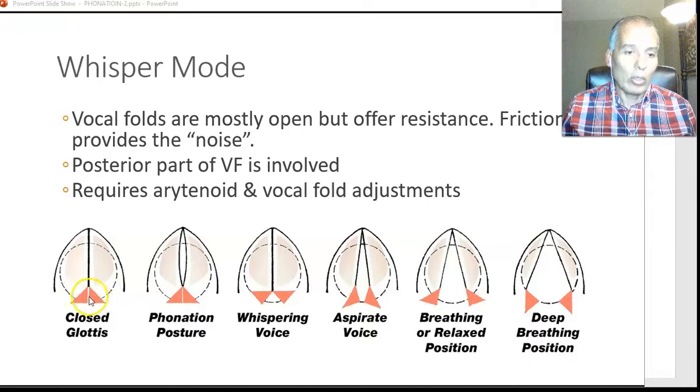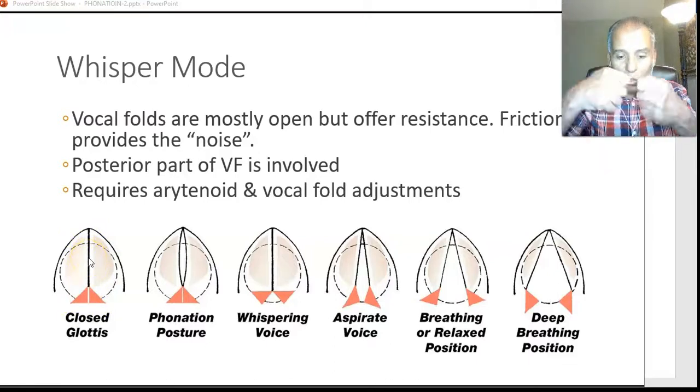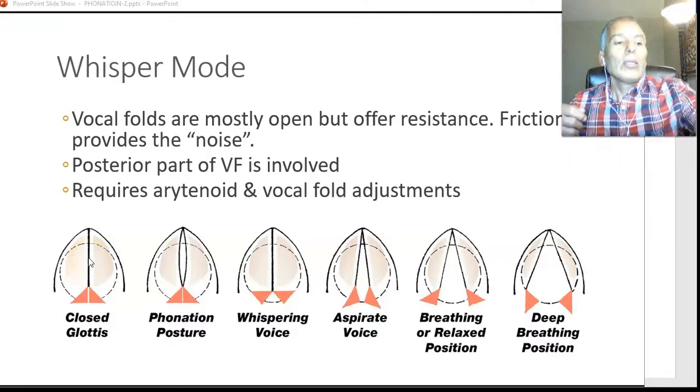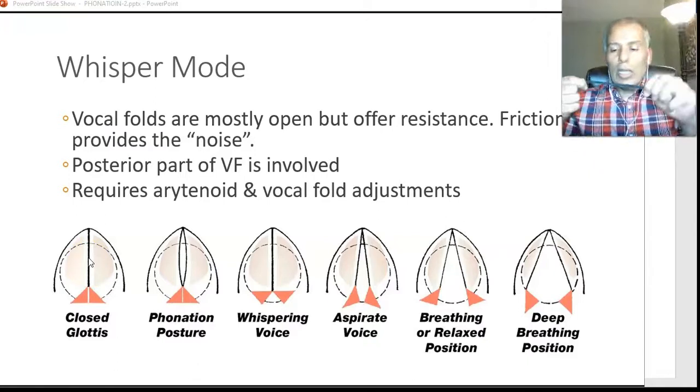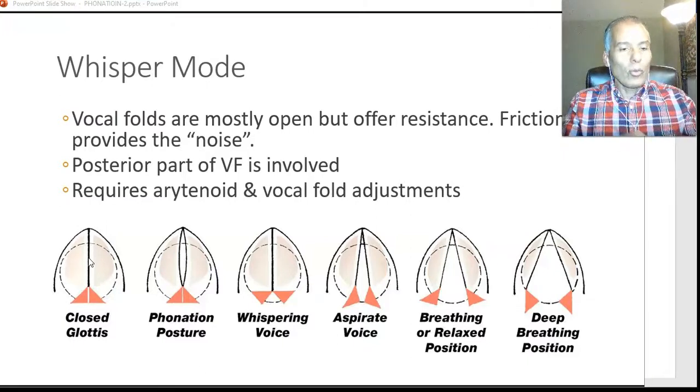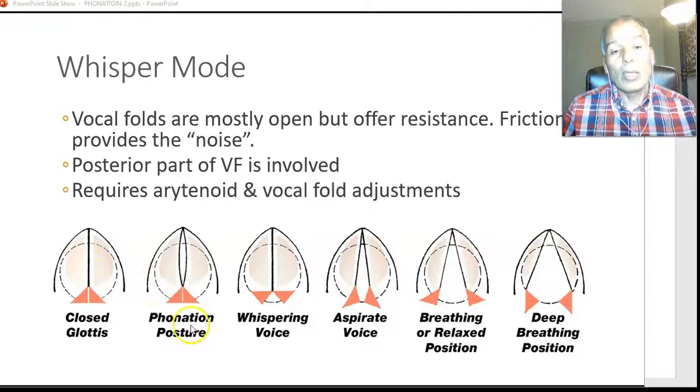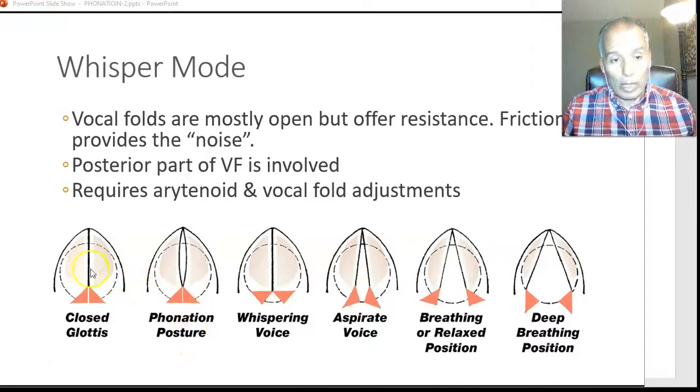The two arytenoids are adducted. The vocal folds are at the midline. They are now like two elastics that you stretch. And when you stretch the elastics like this, if you take one away, it wants to go back again to the midline. As a result, each one of them will be displaced, pushed far from the midline like this, and the other one like that.